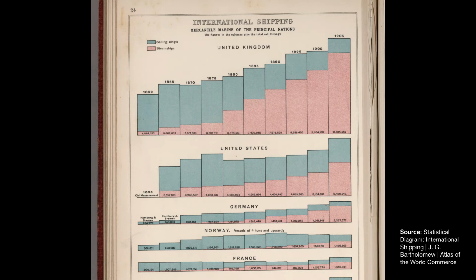And here we have a very old example, and it's the statistical diagram of international shipping from J.G. Bartholomew, Atlas of World Commerce. And you can see here, for each country, the changing between sailing ships and steamships and how they've increased over time. So here we've got blue used for one category, and then the pink is used for another category, and they're stacked together and also shown over time.